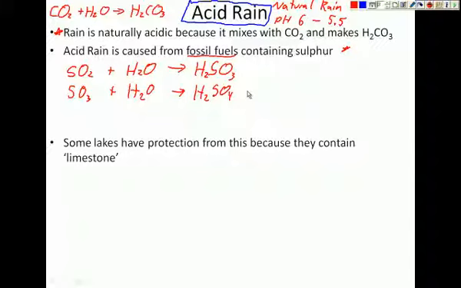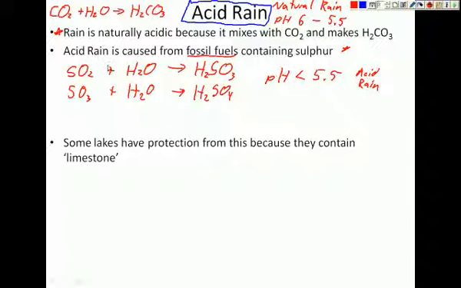When you have this in our atmosphere, it lowers the pH. The pH will be less than 5.5, and that is called acid rain. It's usually from fossil fuels that contain sulfur that are put into our atmosphere.